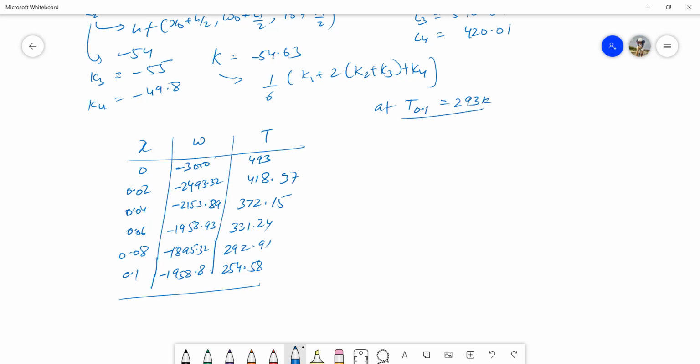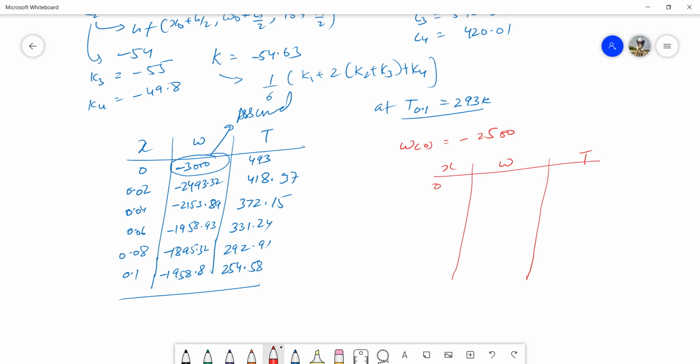But by considering this as the guess value, the assumed value, we have temperature at 0.1 as 254. So now we need to again repeat the same process for another value of omega naught. Let's say this time we take it as minus 25. Again repeat the same process and check the value of temperature at 0.1. Clear? So again the same using RK4 method. I've already calculated those values, so I'll just give you the values so you can try at your places and cross check the solution.